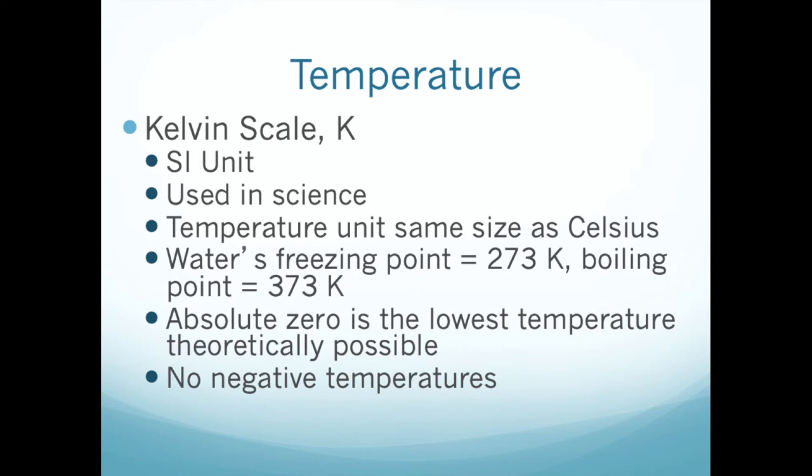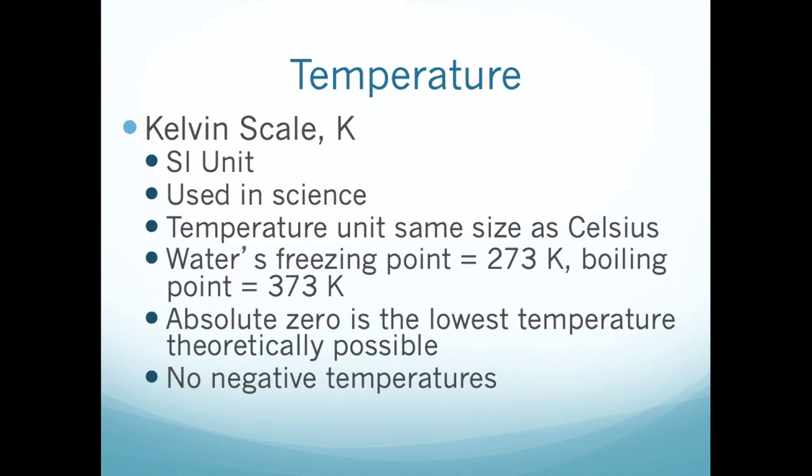So you just add 273 to whatever your temperature is in Celsius, and that'll give you the temperature in Kelvin. So for example, water freezes at 0 degrees Celsius, that's 273 Kelvin. Water boils at 100 degrees Celsius, that's 373 Kelvin. Okay, so notice that we just add 273 to do our conversion here, which is probably a little counterintuitive.